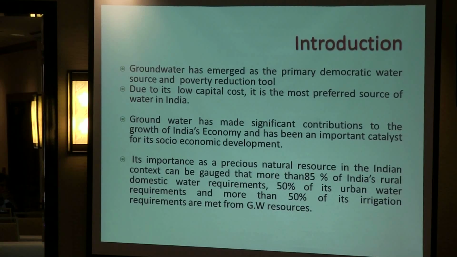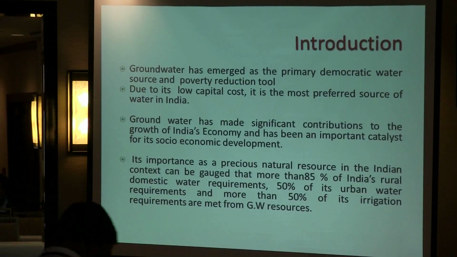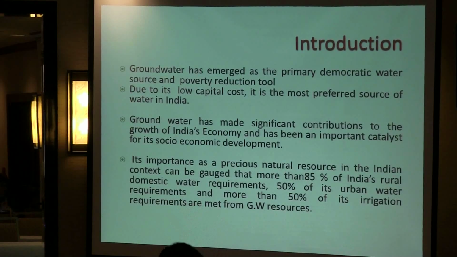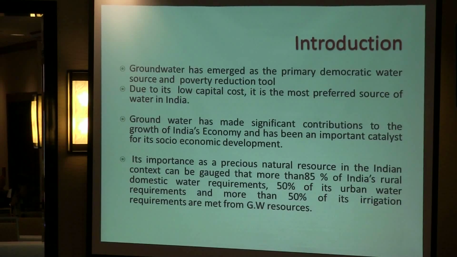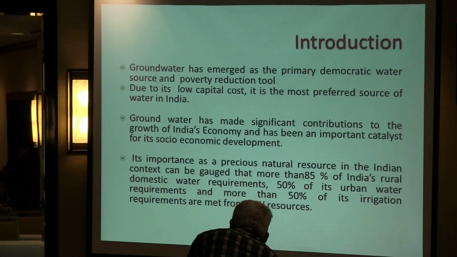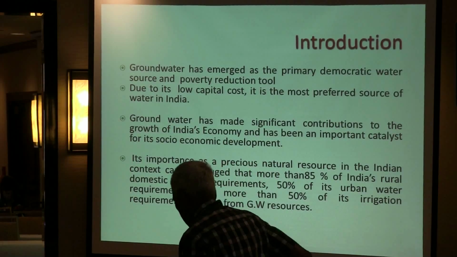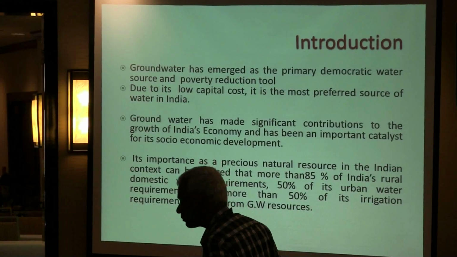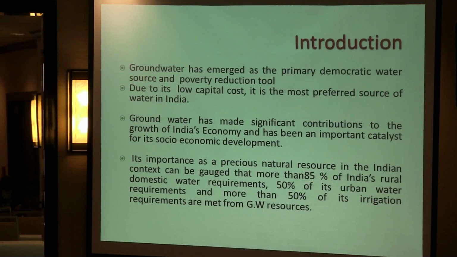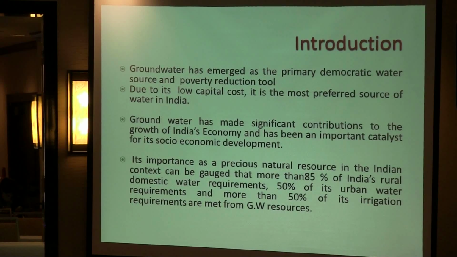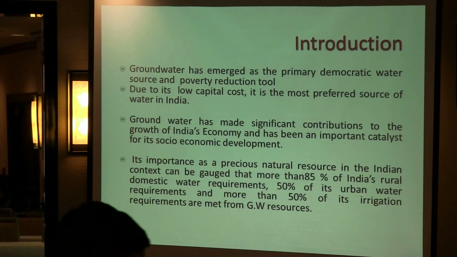As told by my previous speaker, in my country especially, groundwater is a very important source of water for irrigation and drinking purposes, as the rainfall is scanty at many places and we do not have sufficient sources. This groundwater has in fact impacted our economy, and it is an important catalyst for socio-economic development. Because of its low cost, it is the most preferred source of water in India. It is as important as a precious natural resource. About 85% of the population use only groundwater for their normal drinking and irrigation purposes.